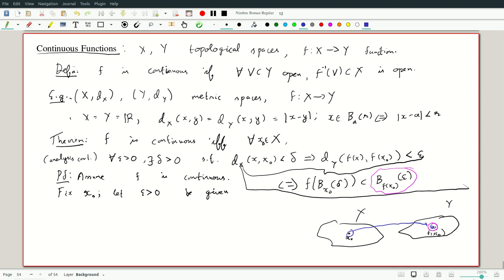It may wiggle and so on, but it goes into this. Okay, so that's what the picture is. So what we know is we have to take an open set and look at its inverse image. But of course, we know that open balls are open.